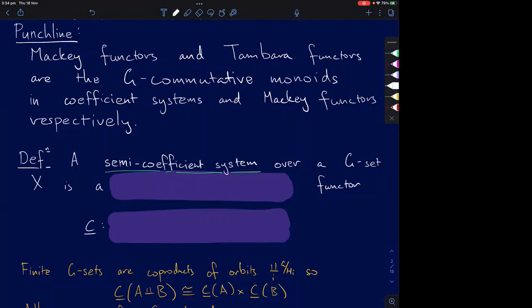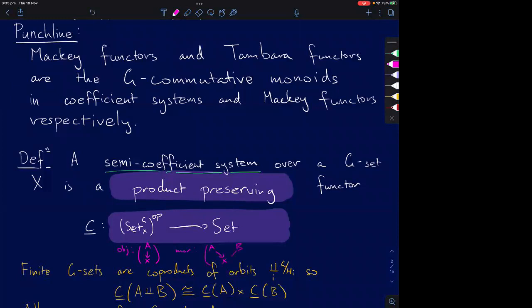So a semi-coefficient system over some G-set X is a product preserving functor from the opposite category of the category of finite G-sets over X. So this is some slice category. Just quickly, the objects in this category are like a G-set A equipped with a map to X, and for the morphisms, I want a morphism from A over X to B over X, but I'm in the opposite category, and so I actually am taking a map from B to A, and this triangle has to commute.